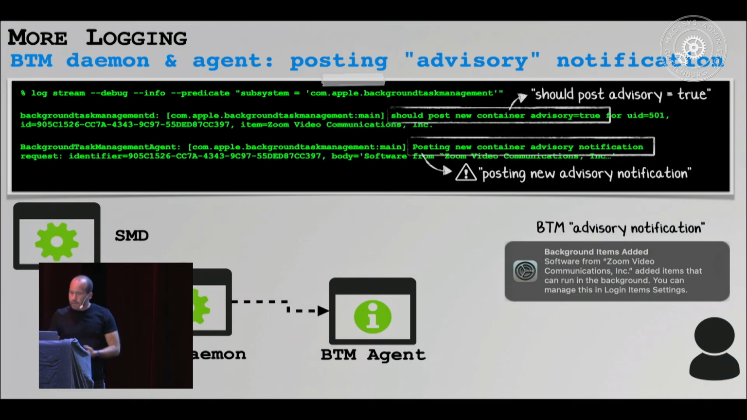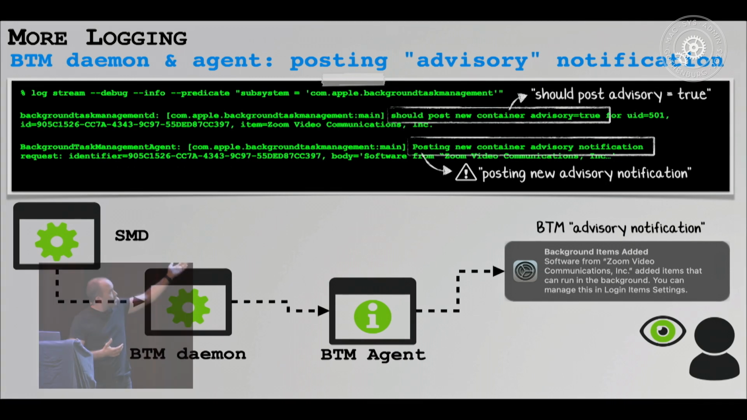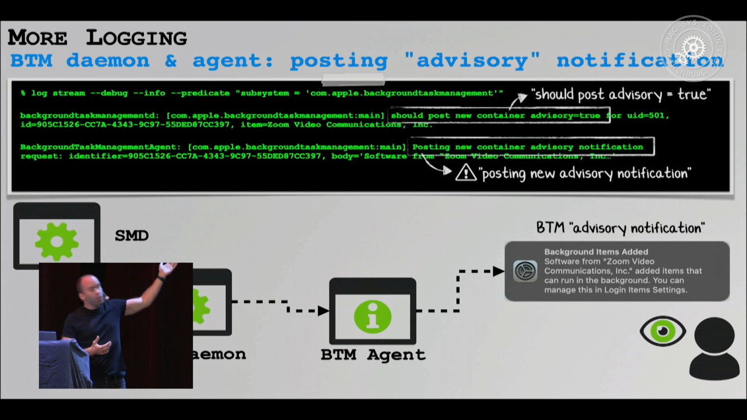Let's go back to the logs to find one other piece to the puzzle, which is the background task management agent. If we look at the log messages, we can see a log message that says, should post new container advisory, and here it's set to true. Following that, a message: posting new container advisory notification. And immediately after that log message, the user gets a pop-up on their screen, which is an alert saying, yo, something just persisted.